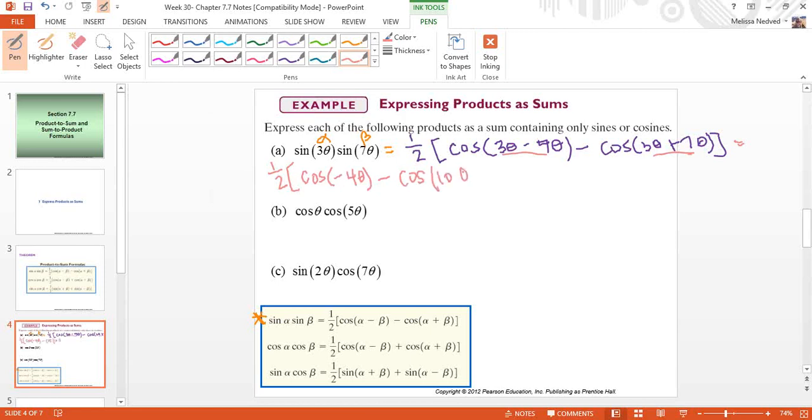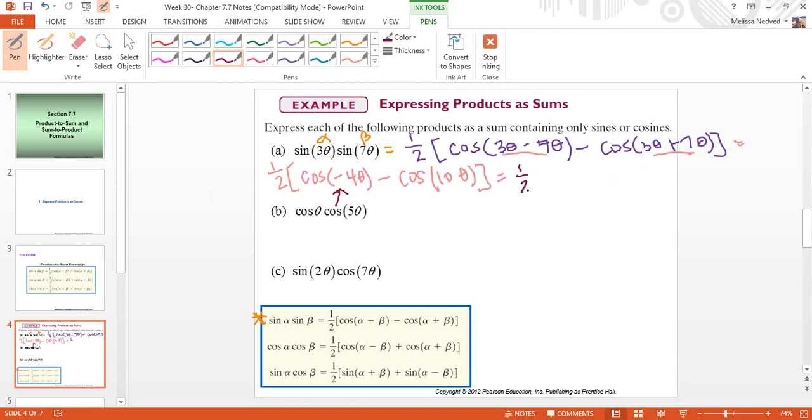Now I'm almost done, but as I mentioned, we want to practice using our even and odd theorems here. We never want to leave a final answer that has a negative angle. In this case, this first term here has a negative 4 theta. Since cosine is an even function, anytime we're taking cosine of a negative angle, it's the exact same thing as cosine of that angle positive.